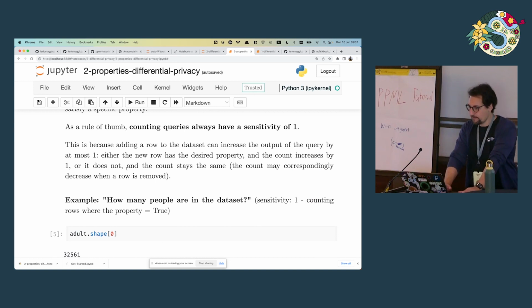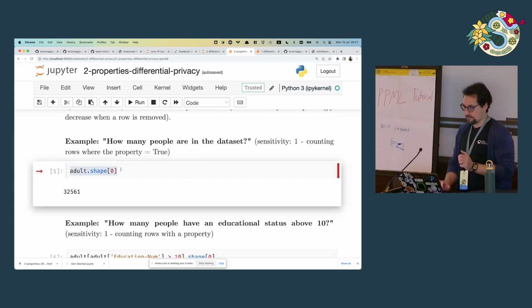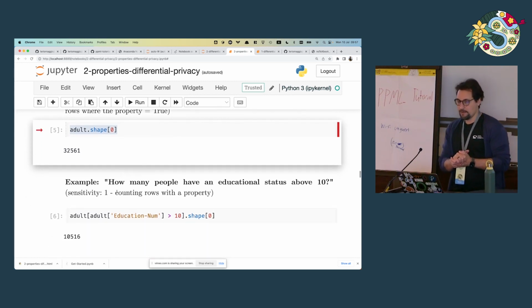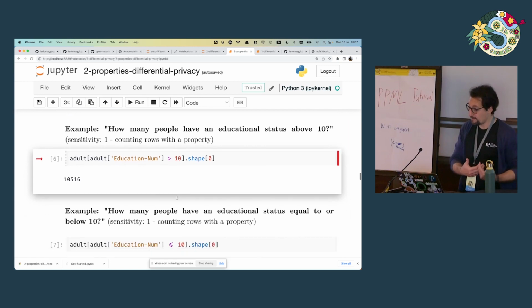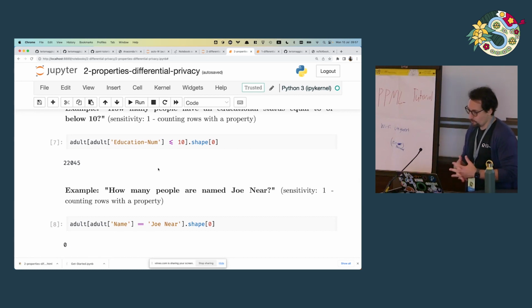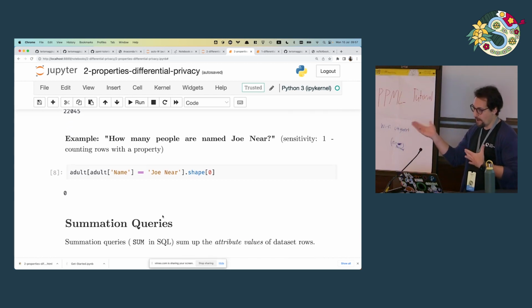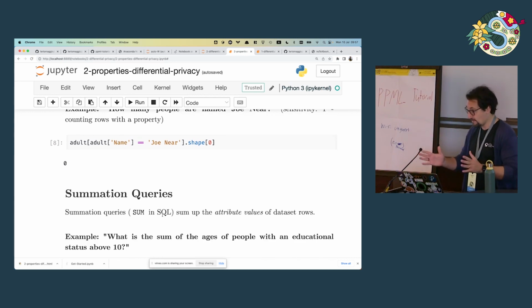Summation queries, on the other hand, are very interesting, because they sum up the attribute values in the database. For example, if we had a query such as, what is the sum of the ages of people with an educational status above 10, we can get a number. But the sensitivity for this kind of query is not as simple as for counting queries, because we don't know anything in advance, first of all. It really depends on the content of the values we're considering. As a rule of thumb, we consider summation queries to have unbounded sensitivity, when no lower or upper bound exists on the value of the attribute being summed. So there's nothing we can say as it is on summation queries.